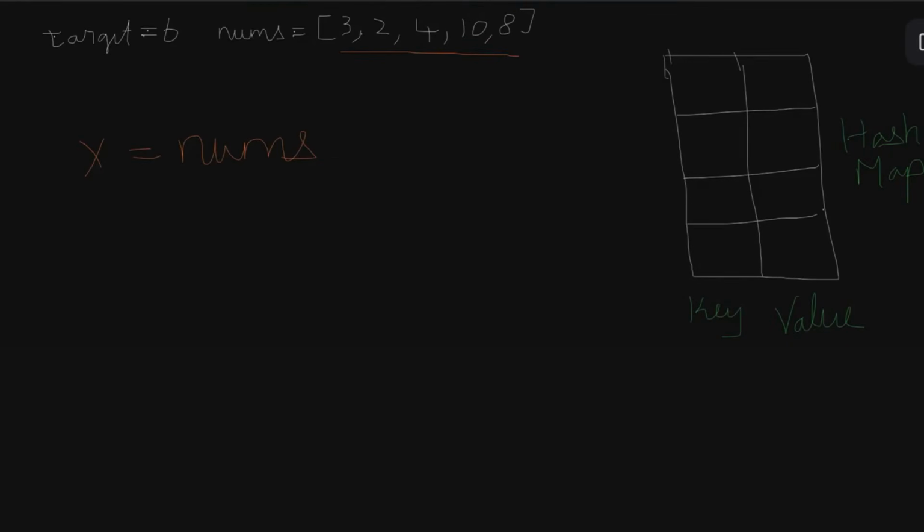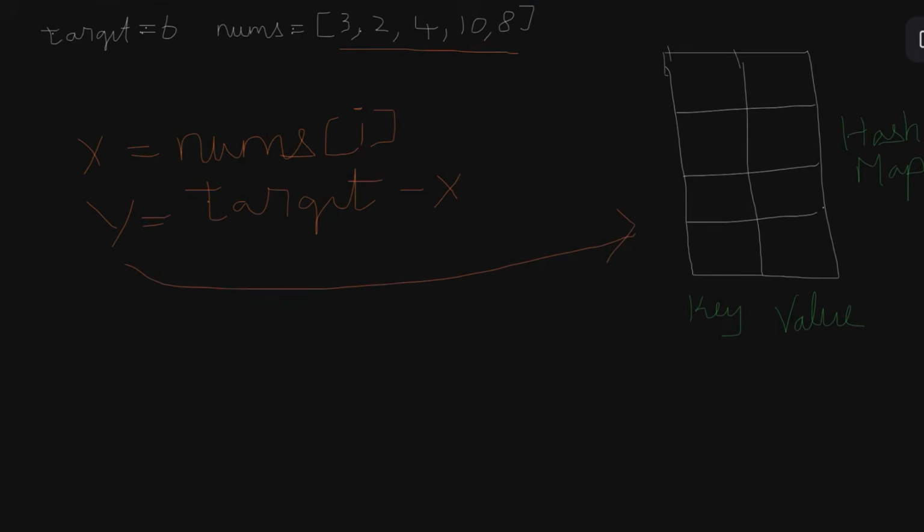First, we take the current value. Second, we calculate the remaining value as target minus the current value. Third, we check whether this remaining value is present in the hash map. If it is present, we immediately return the index from the hash map and the current index. If it is not present, we store the current value and its index in the hash map and move on.